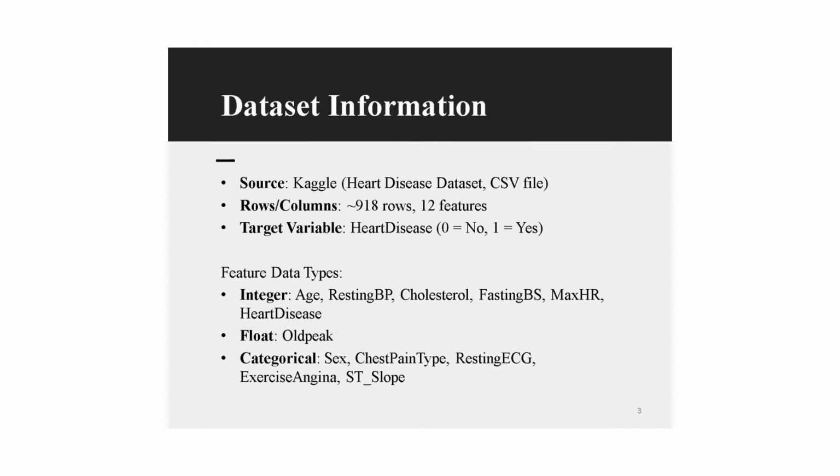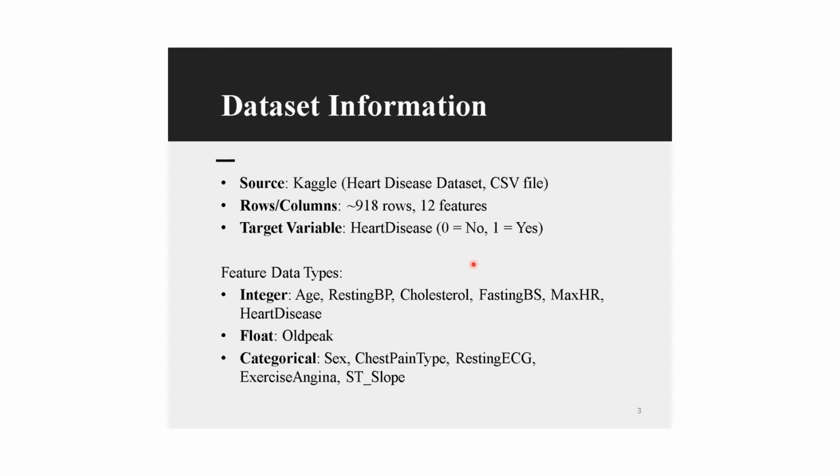Dataset information. The dataset is taken from Kaggle. It is an openly available dataset. The name of the dataset is heart disease dataset. It is in CSV file format. It has a total of 918 rows, that means 918 data entries of patients, and it has 12 features, that means 12 columns. Here the target variable is 2, basically a binary classification.